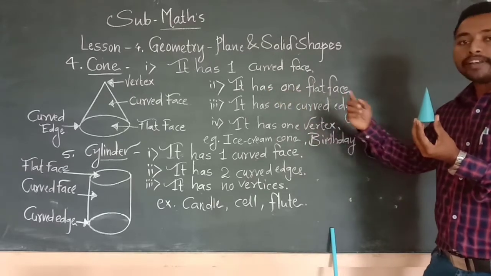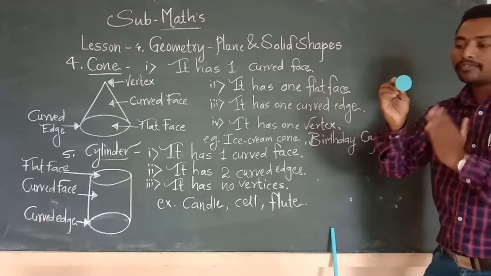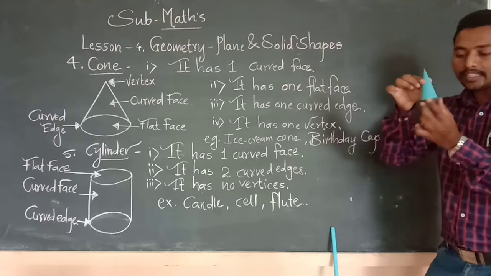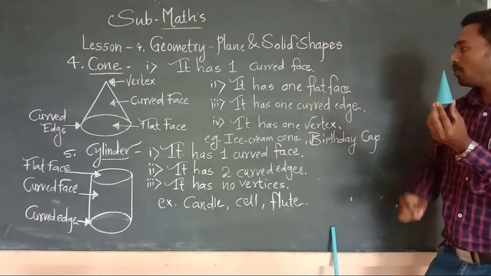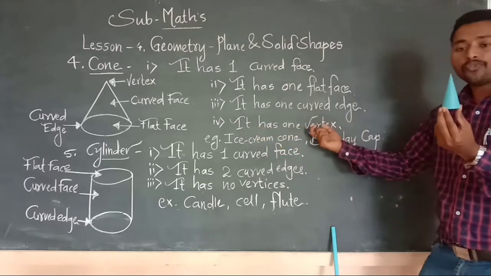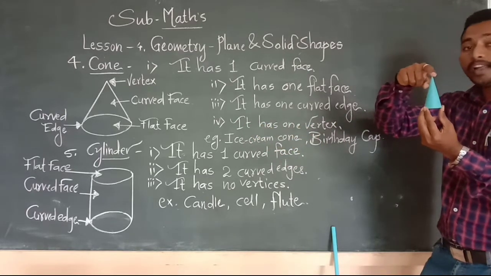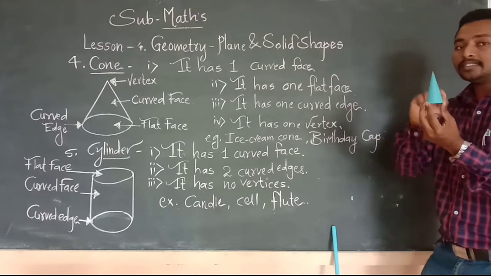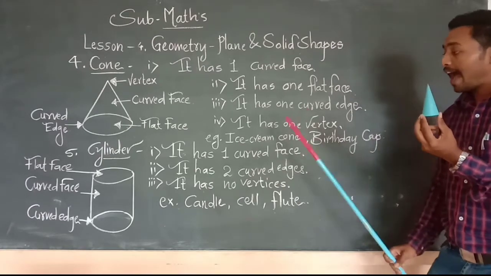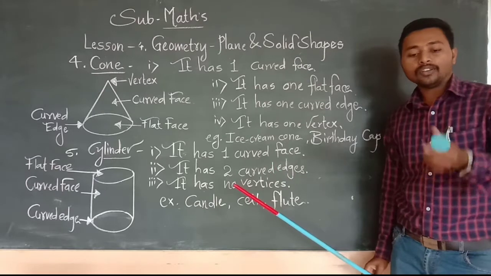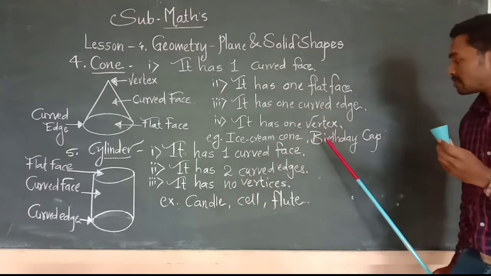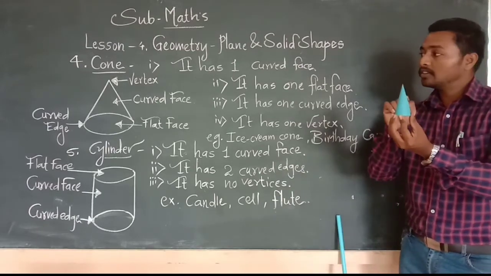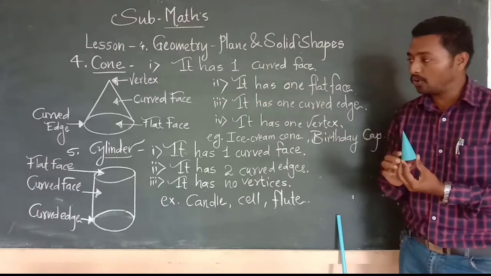It has one flat face. Third, it has one curved edge. This is an edge of this cone. Point number 4, it has one vertex. That means these 4 conditions are followed by this cone. For example, an ice cream cone. This cone also looks like an ice cream cone, as well as a birthday cap. A birthday cap also looks like a cone. So observe this picture of a cone.